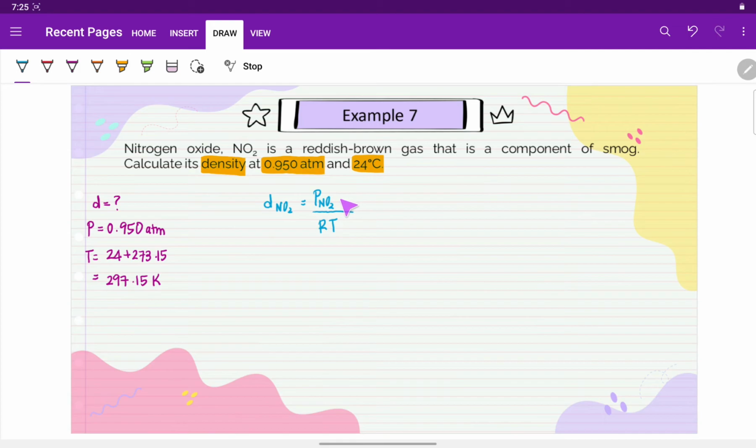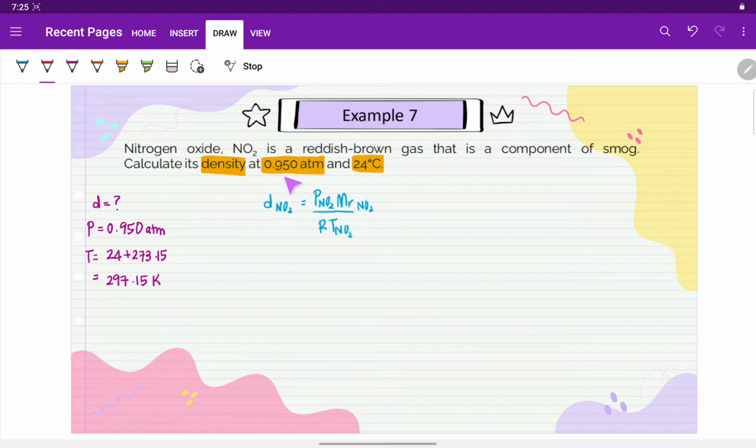Pressure, nitrogen oxide. Okay, kemudian molar mass pun kita kena cari molar mass nitrogen oxide. Temperature pun mesti temperature nitrogen oxide. Which the information that we have over here, semuanya adalah untuk nitrogen oxide gas. Okay. So, kita cek satu persatu, adakah kita mempunyai maklumat yang secukupnya.